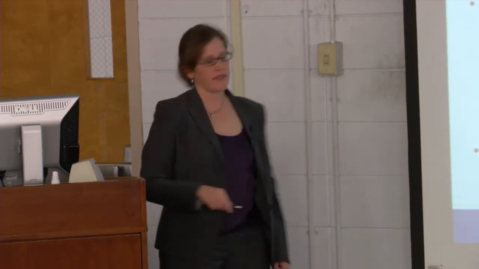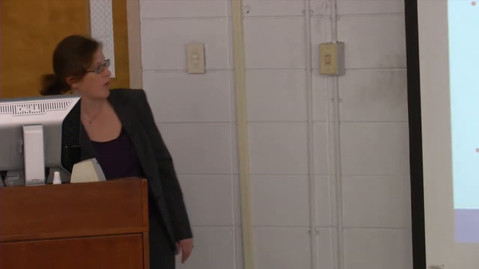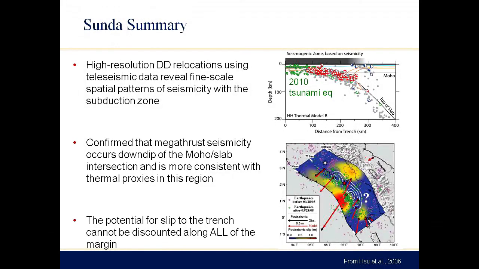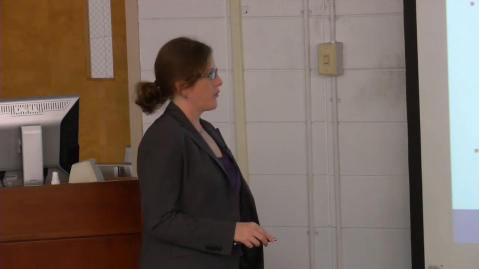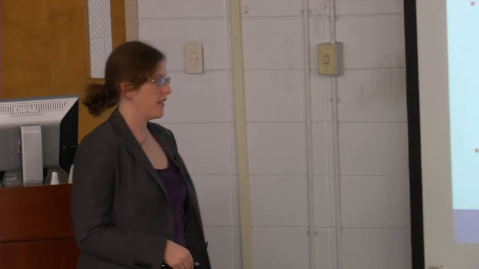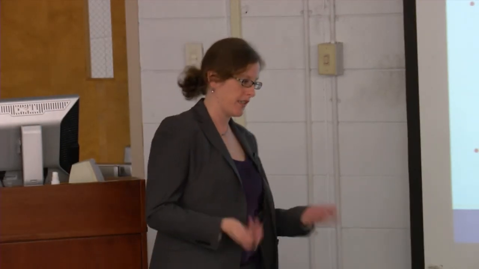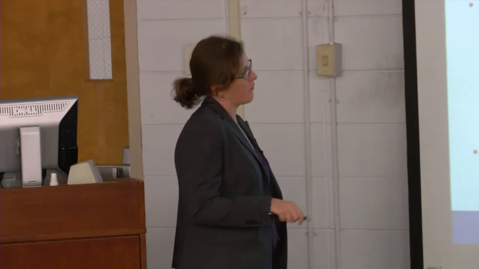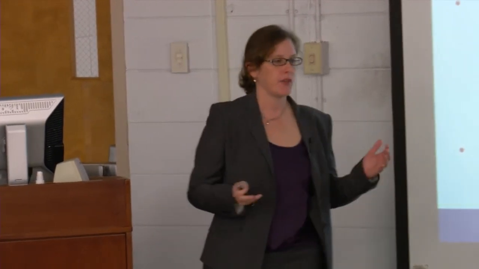The other thing we've seen is that the potential for slip all the way to the trench, and hence the tsunami potential, can't be discounted along all the margin. So in 2010, there was a tsunami earthquake following the 2007 event. Up in Nias, there wasn't a tsunami earthquake, there was just this slow slip event that, because it was so slow, didn't displace a large enough water volume to cause a tsunami. But what happens in between these two remains to be seen.